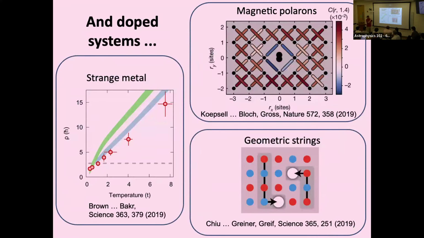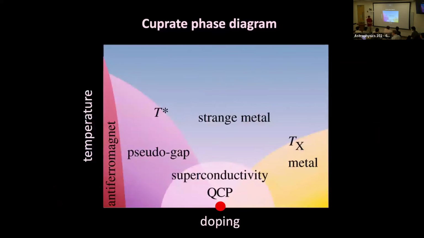Now moving away from half filling to the more interesting regime of doping, here are some highlights of a few experiments. This is an experiment from my group where we tried to measure transport in the system. In particular, we looked at the resistivity as a function of temperature in a doped Hubbard system, where we picked a doping close to where you see this critical point here. If you're at high temperatures, you get this strange metal regime in the cuprates.